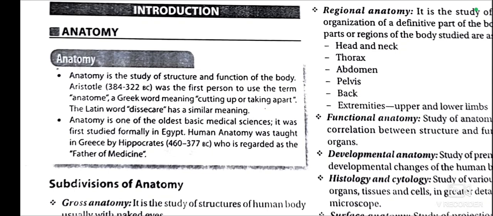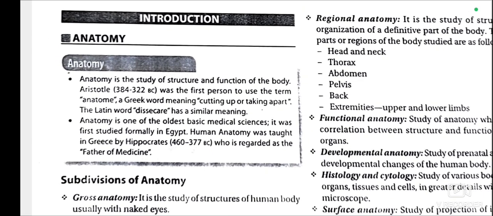Anatomy is one of the oldest basic medical sciences. It was first studied formally in Egypt. Human anatomy was taught in Greece by Hippocrates, who is regarded as the father of medicine. You can remember Hippocrates: who is he? He is the father of medicine. This is the introduction of anatomy, and later we will discuss the introduction to physiology.